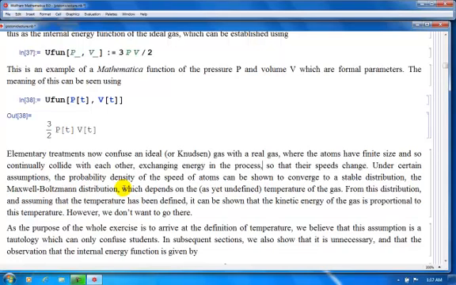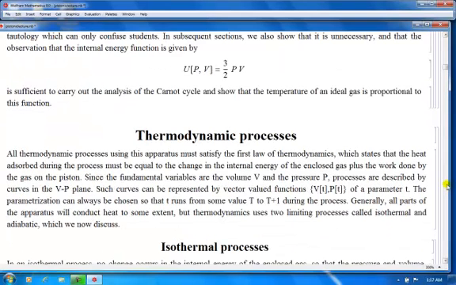However, we don't want to go there. As the purpose of the whole exercise is to arrive at the definition of temperature, we believe that this assumption is a tautology which can only confuse students. In subsequent sections, we show that this is unnecessary and that the observation that the internal energy function is given by this is sufficient to carry out the analysis of the Carnot cycle and show that the temperature of an ideal gas is proportional to this function. Good.